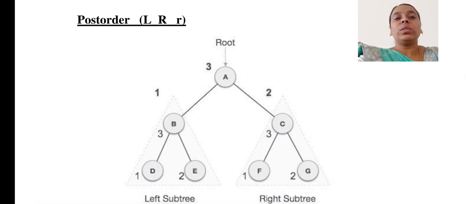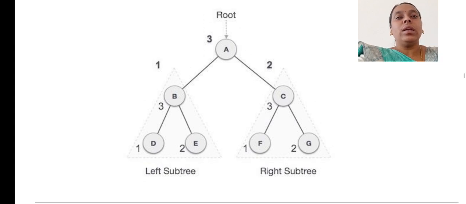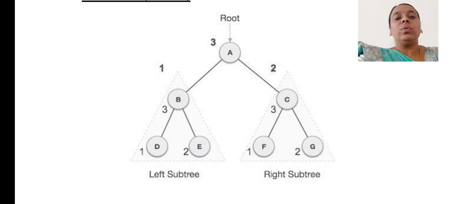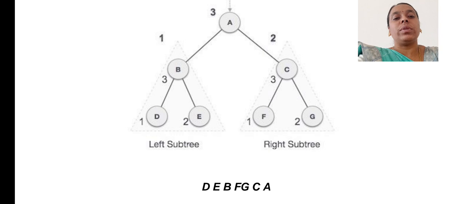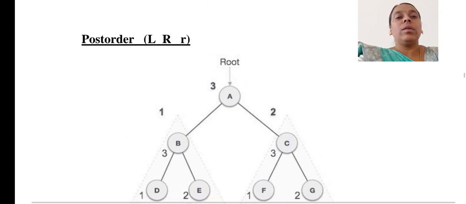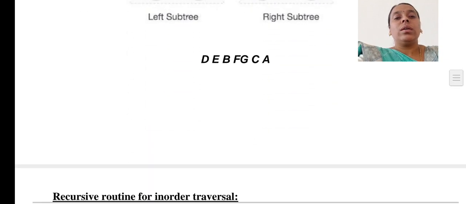Next post-order, what is the rule? Left, right and then root. First visit the left subtree and right subtree, and then visit the root node. In the left subtree, the left node is D and the right node is E, and then root B. Then the right subtree: F, G, C. And finally visit the root node A. That is post-order: left, right and root. This is the rule for post-order.